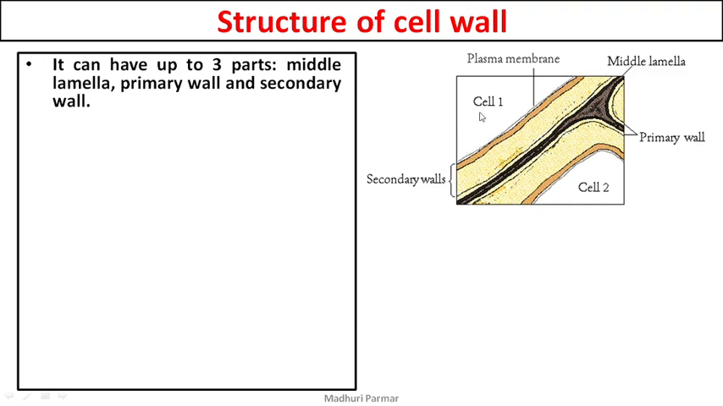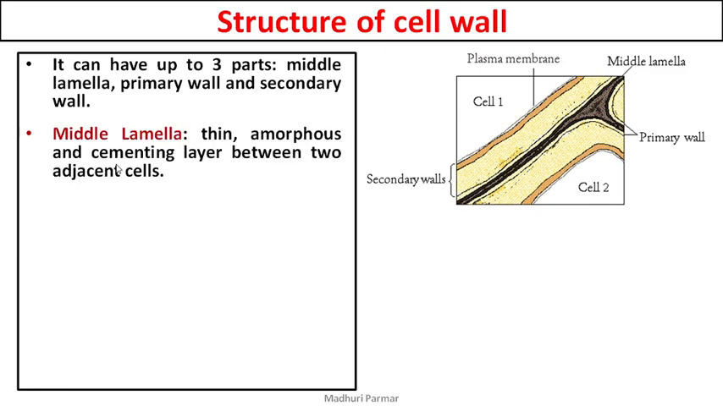So it is made up of a minimum of 3 parts. It has middle lamella, primary cell wall, and secondary cell wall. Not all plants will have a secondary cell wall. So they may have only middle lamella and primary cell wall. We will see. So middle lamella is thin.